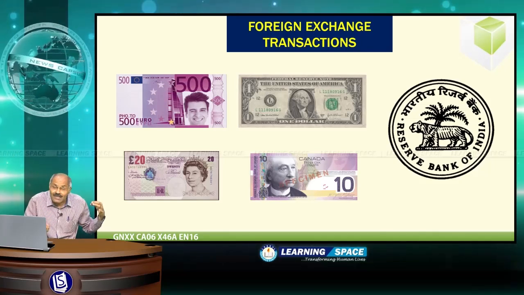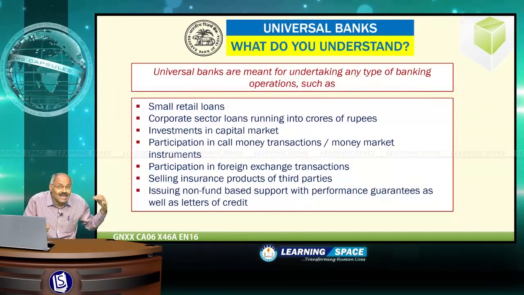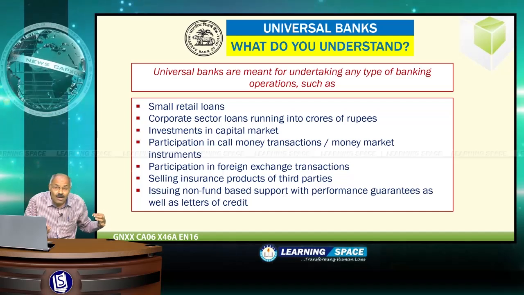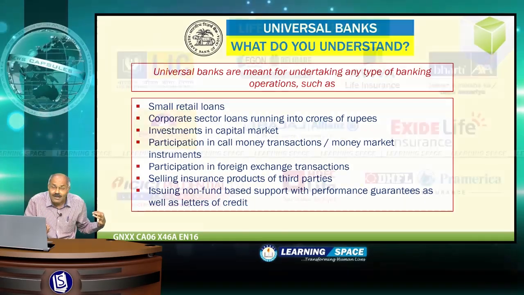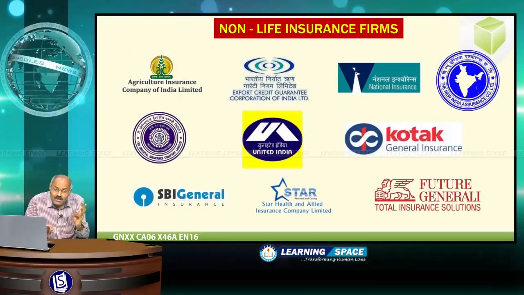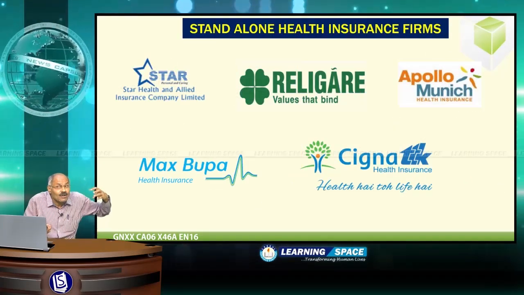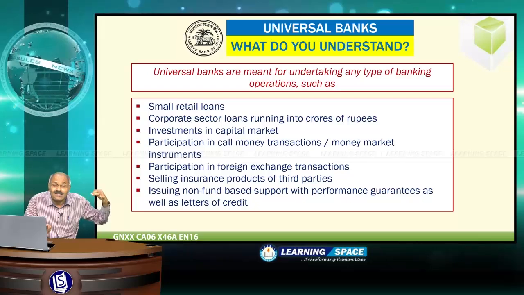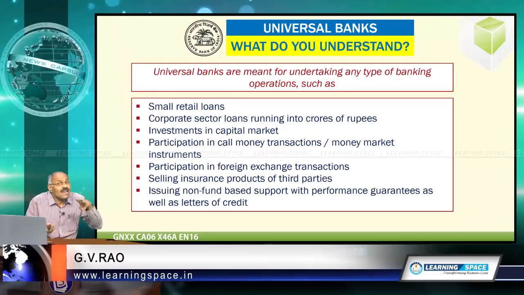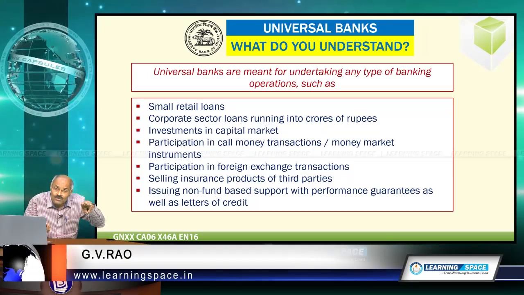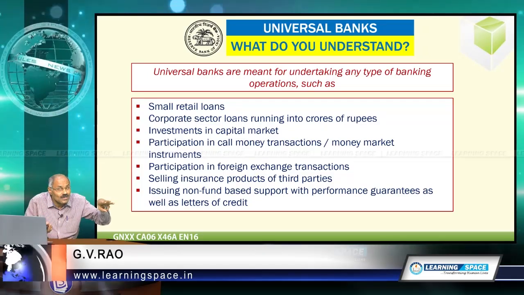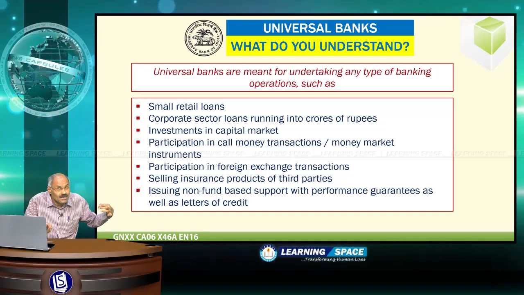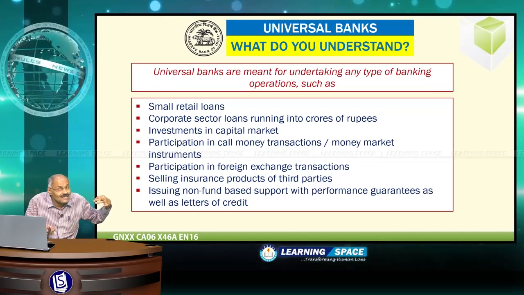Banks participate in foreign exchange transactions. Please look into this slide. Then selling insurance products of third parties. Banks can sell insurance products of third parties. Insurance firms, there are life insurance firms, non-life insurance firms, at the same time stand-alone health insurance firms. And banks can sell the insurance policies of a maximum of 3 life insurance firms, 3 non-life insurance firms, 3 stand-alone health insurance firms. And at the same time, banks can give non-fund based support with the performance guarantees as well as letters of credit.